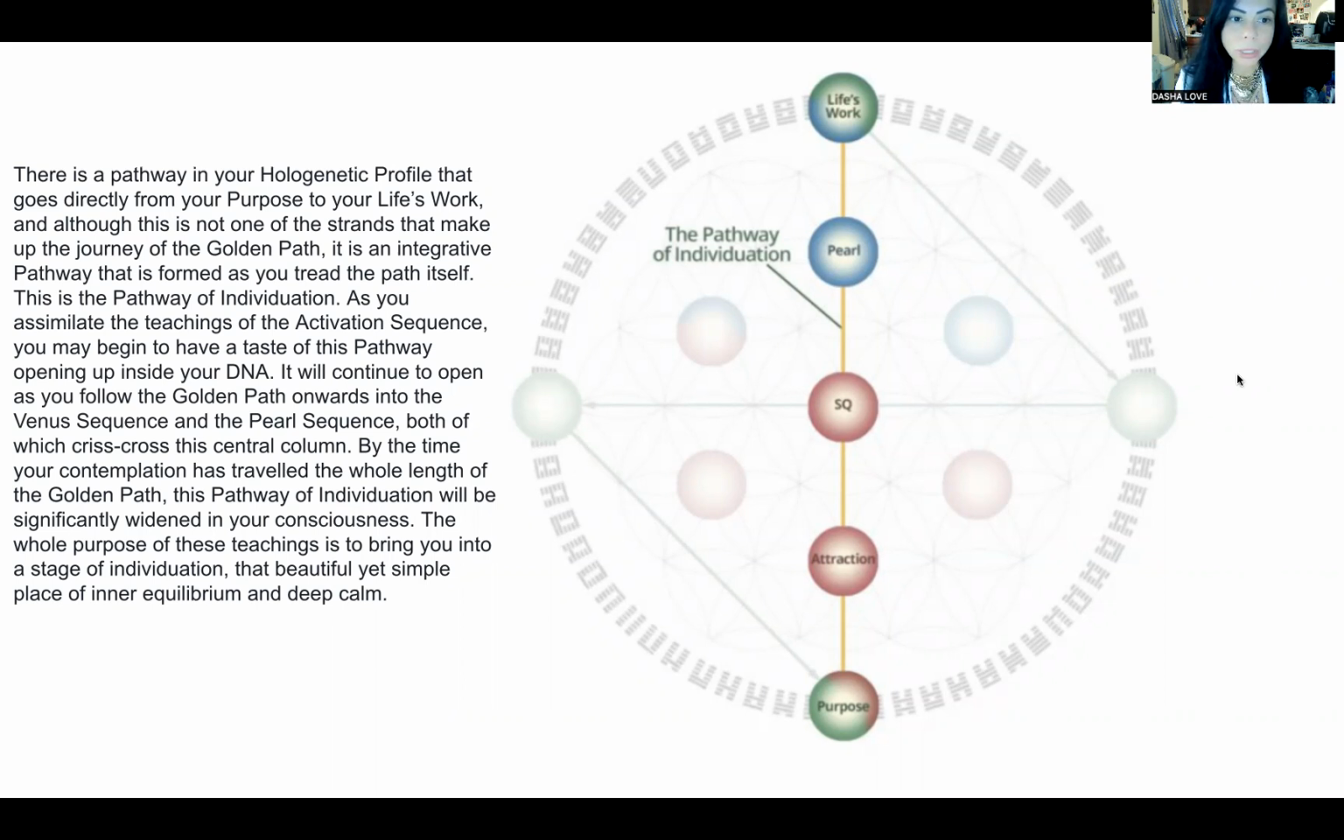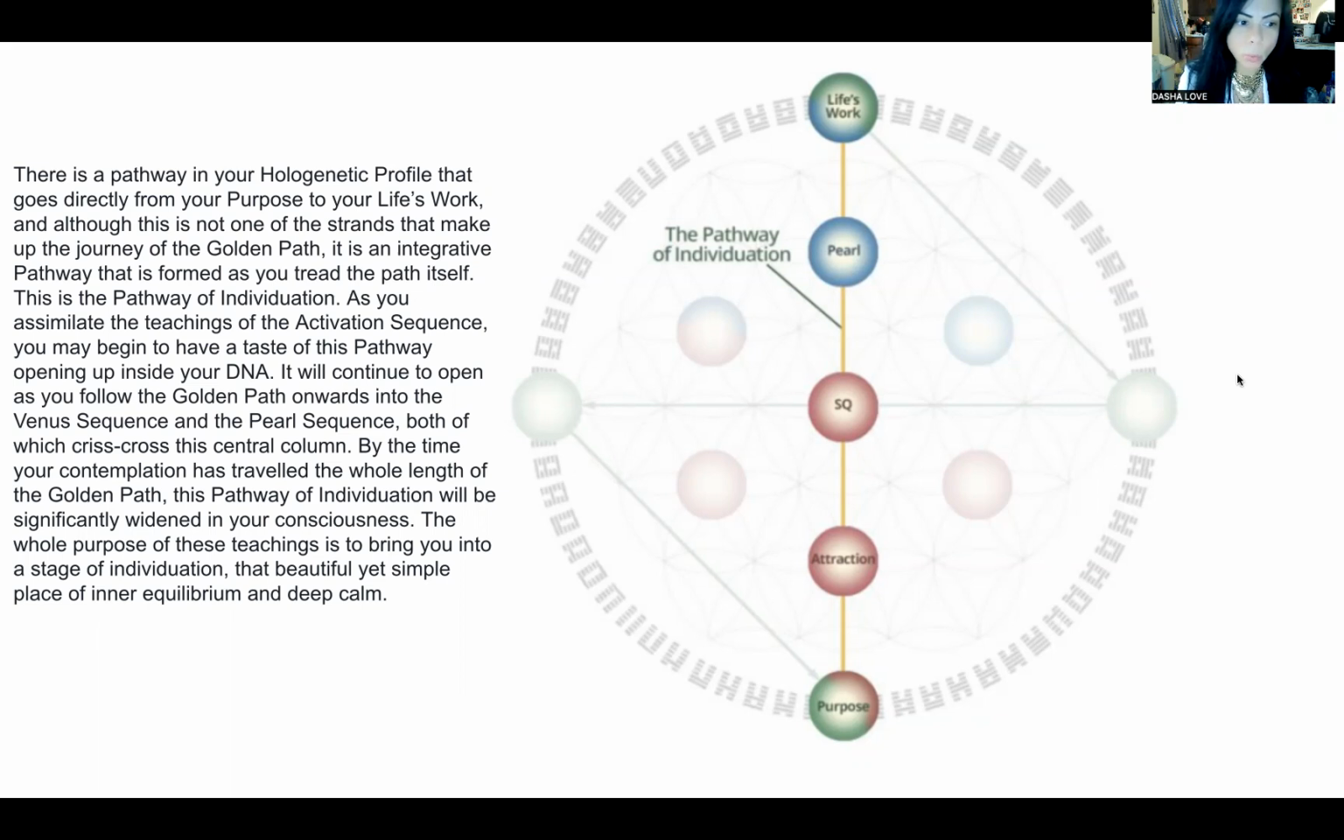There's a pathway in your hologenetic profile that goes directly from your purpose to your life's work, your brand, right? The conscious sun. Although this is not one of the strands that make up the journey of the golden path, it is the integrative pathway that is formed as you thread the path itself. So this is the pathway of individuation, right? As you assimilate the teachings of the activation sequence, you may begin to have a taste of this pathway opening up inside of your DNA.